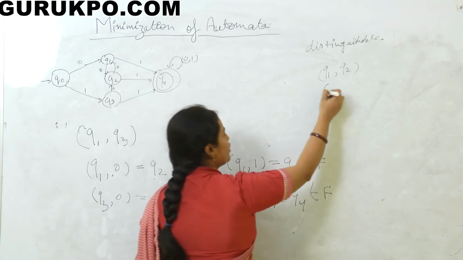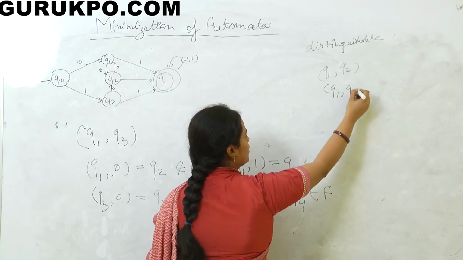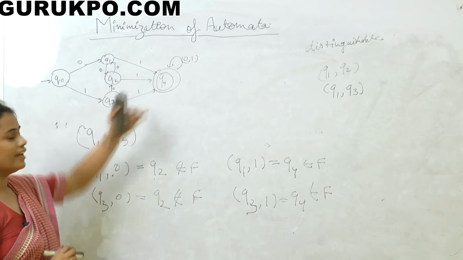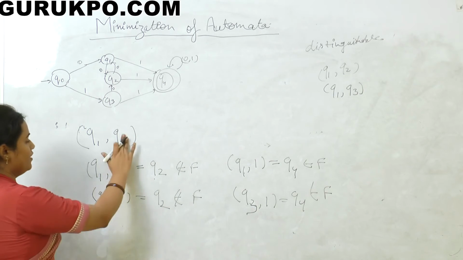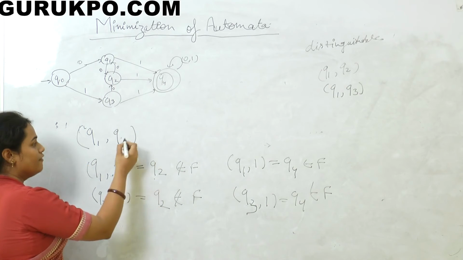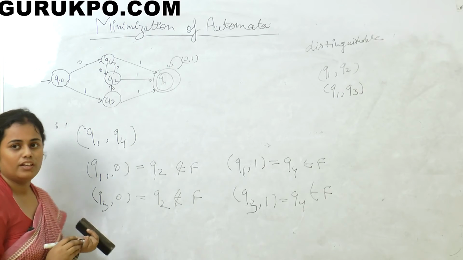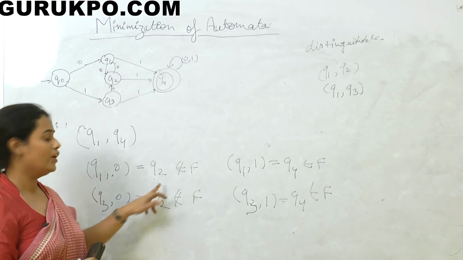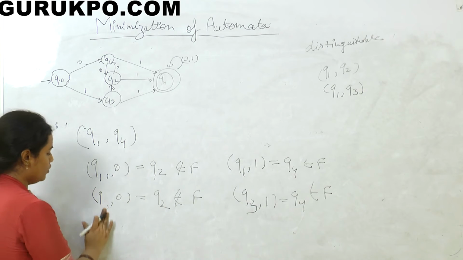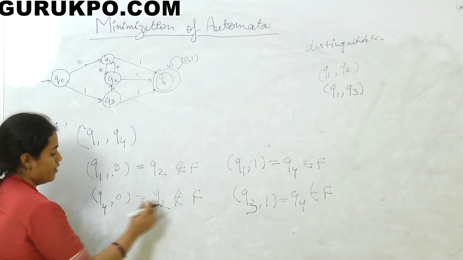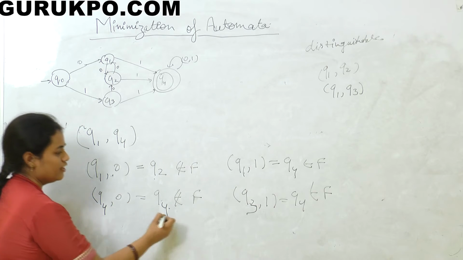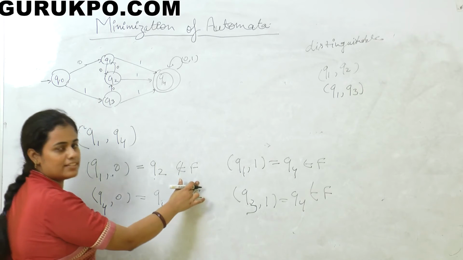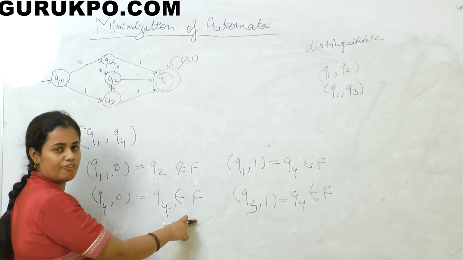So we will write here Q1, Q3. Now we will check the pairing of Q1 with Q4. One state is left, that is Q4. We will check the pairing with Q4. Now at Q1 we will give the input 0, then we will reach the state Q2. At Q4 when we are giving 0, we are reaching the state Q4, which means one does not belong to the set of final states and one belongs to the set of final states.